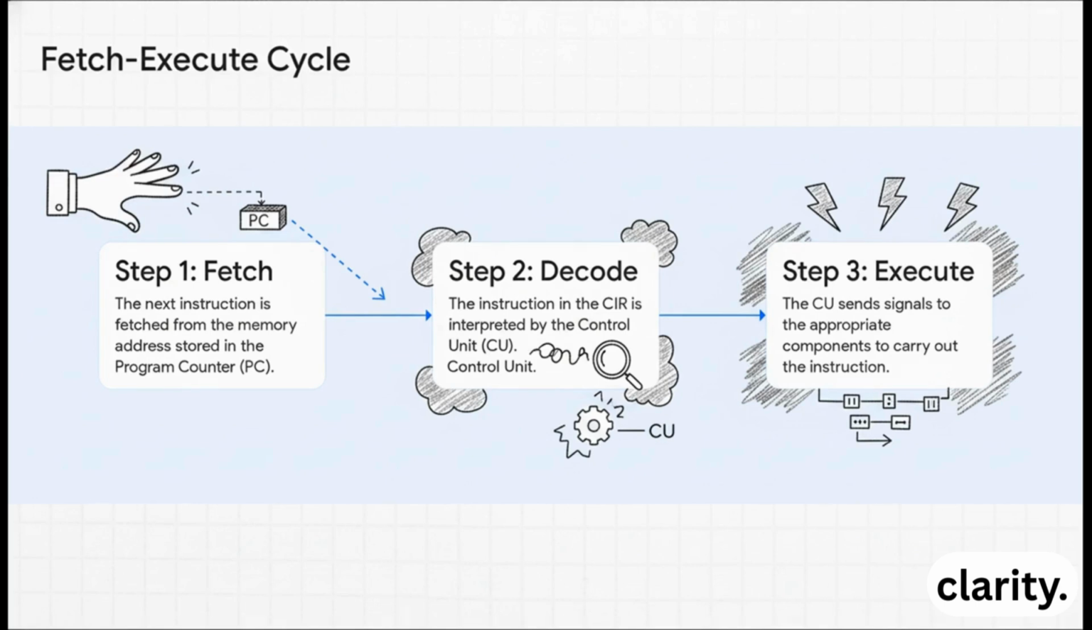Step 1, fetch. The CPU looks at the program counter, goes to that address in memory, and grabs the next instruction. Step 2, decode. That instruction gets put in the current instruction register, and the control unit looks at it and figures out what it's supposed to do. And finally, step 3, execute. The control unit sends out all the necessary signals, and the instruction gets carried out. Fetch, decode, execute. Over and over and over again.